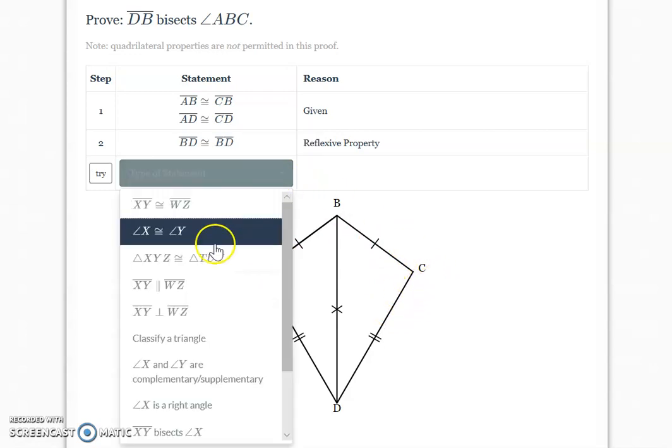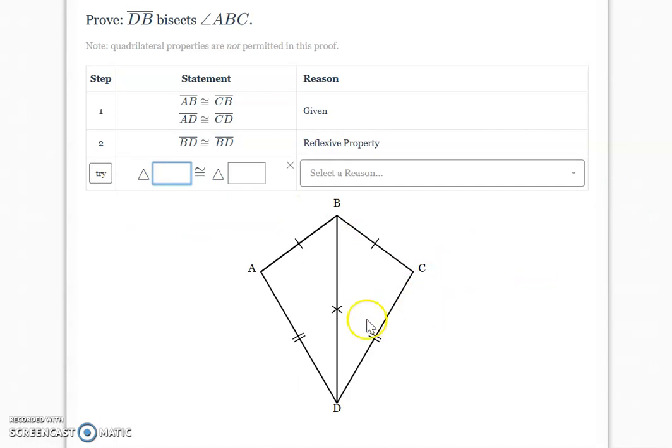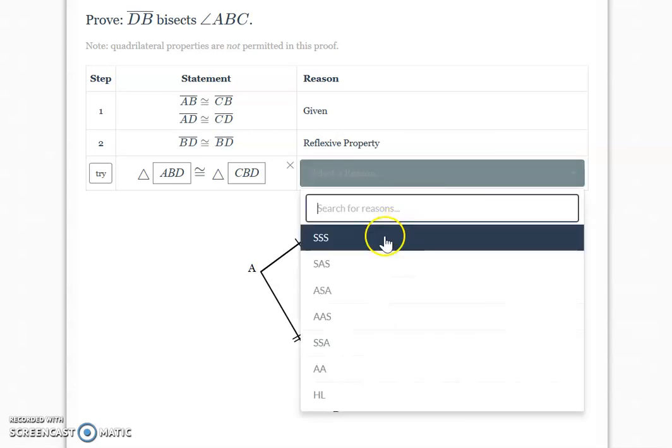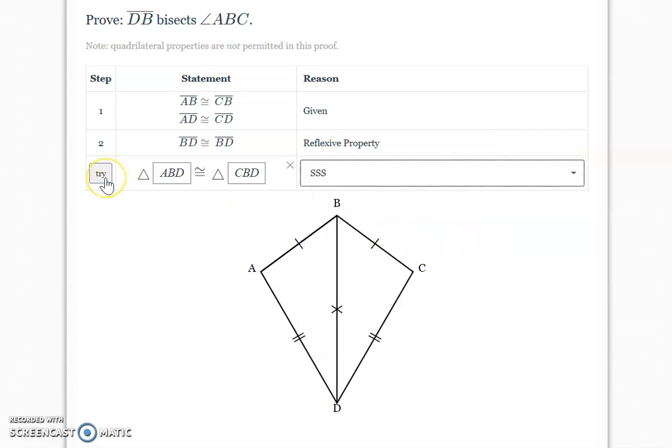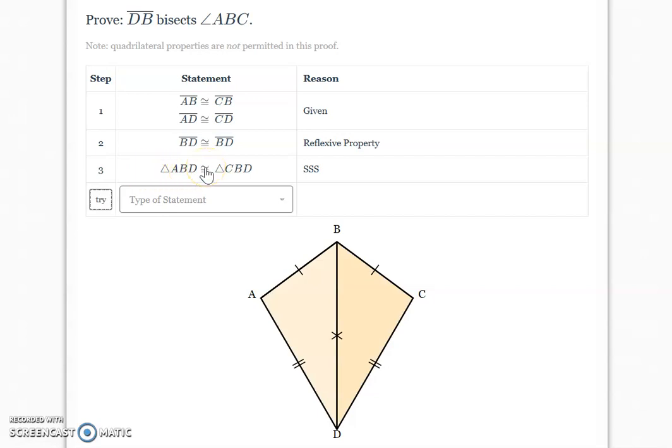So I want my triangle statement. So I'm going to call this one ABD, which means I'm going to call this one CBD. And my reason is side, side, side. All right, so now I know that these two triangles are congruent to each other. Well, if these two triangles are congruent to each other, I know that angle A and angle C are going to be the same. I know that this corner up here angle is going to be the same as that one, and then same thing down here.